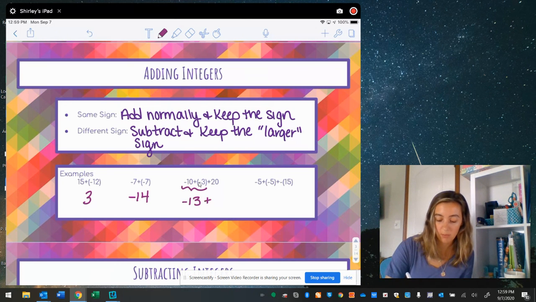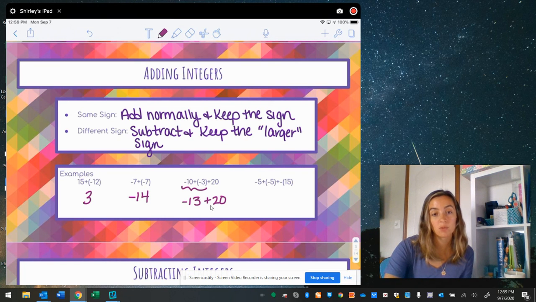And now I'm going to bring down my 20 because I didn't use that yet. So now I have negative 13 plus 20. The signs are different, so I'm going to subtract them and keep the larger sign. So 20 minus 13 is 7. And then 20 is a bigger value, so my answer is going to be positive. If this number was negative, I would keep the negative sign on my answer, but it always is based off of which value is larger.